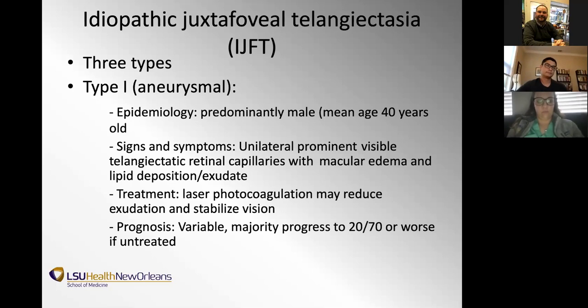So type 1 is also known as the aneurysmal type. It's predominantly common in males. The mean age of presentation is 40 years. It's unilateral, prominent. The signs and symptoms are basically that it can present more commonly like Coats disease, and the treatment is laser photocoagulation, and that may reduce the exudation, and it can stabilize vision. The visual prognosis is variable, and the majority progress to 20/70 or worse if untreated.